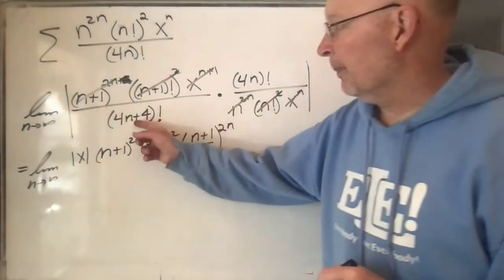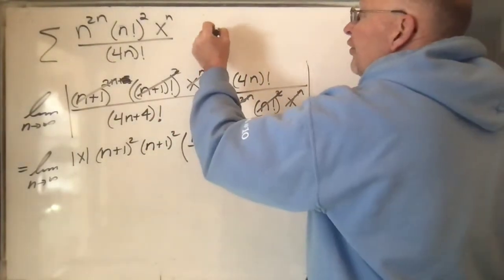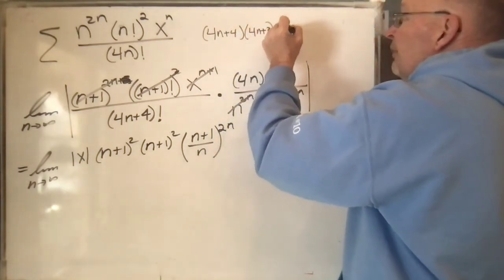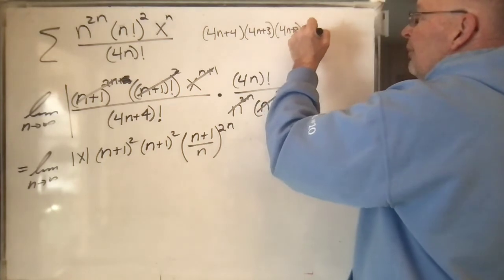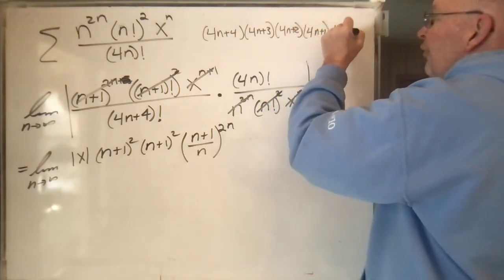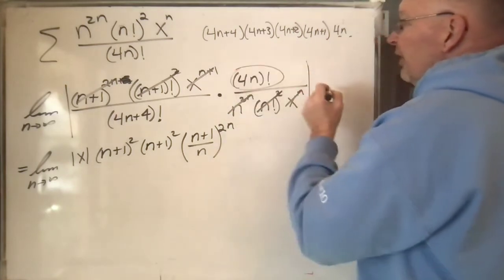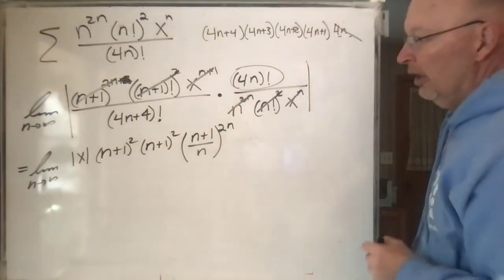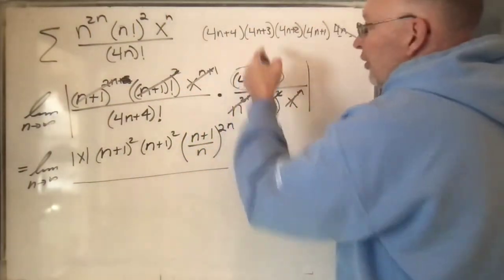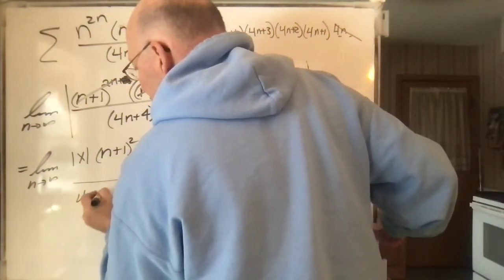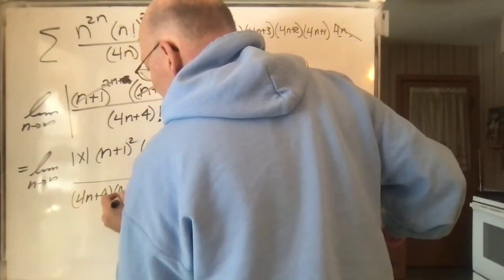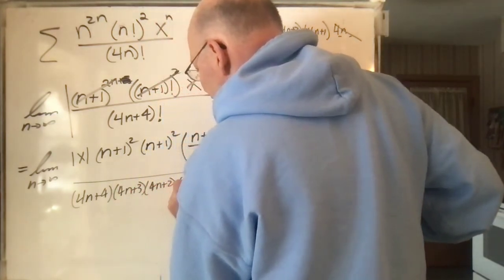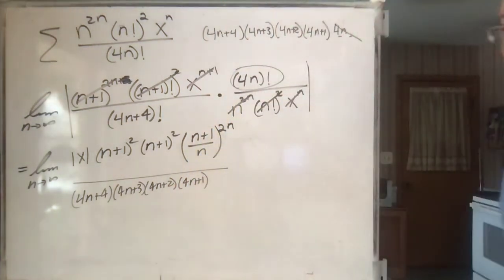Now, finally here, what happens? This thing here, notice I can write as 4n plus 4 times 4n plus 3 times 4n plus 2 times 4n plus 1 times 4n. And as soon as I get to the 4n, I'm just going to have all those things that are upstairs that are going to cancel with all these things. So all that I'm left with is just going to be these: 4n plus 4, 4n plus 3, 4n plus 2, 4n plus 1. There you go.